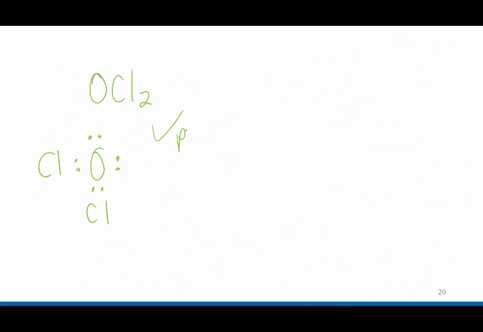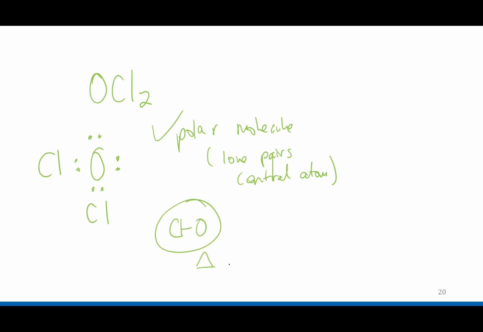Well, one, this is definitely a polar molecule. And how do I know that it's a polar molecule? Well, it has lone pairs on the central atom. So it's definitely polar. But Abdullah is not asking about the molecule. Abdullah is asking about the electronegativity of the bonds. So when I'm looking at the Cl and oxygen bond, what I do is I calculate the difference in electronegativity.